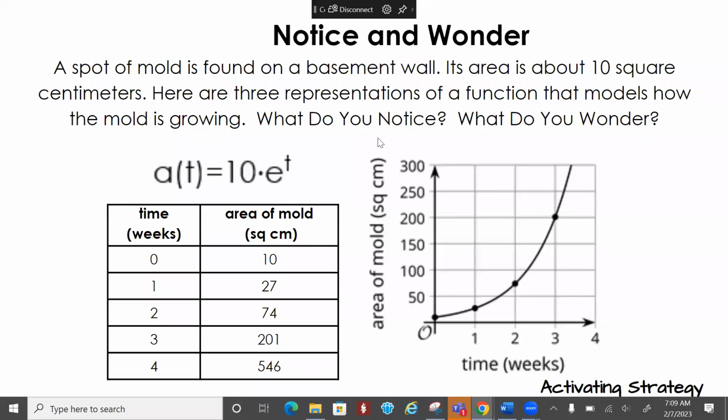A spot of mold is found on a basement wall. Its area is about 10 square centimeters. Here are the three representations of a function that models how the mold is growing. What do you notice and what do you wonder?